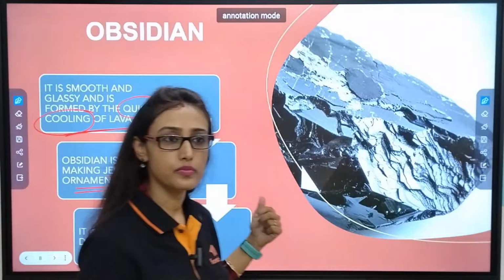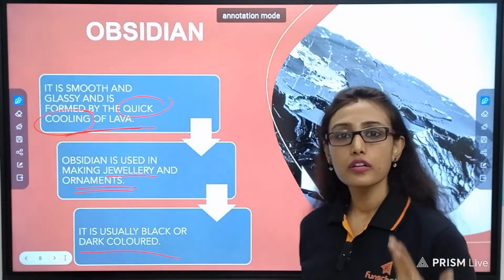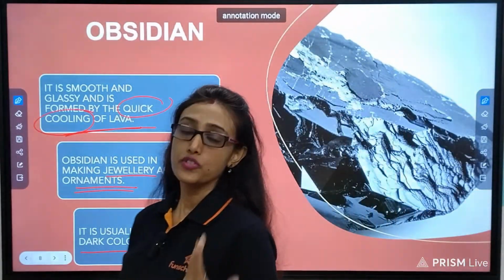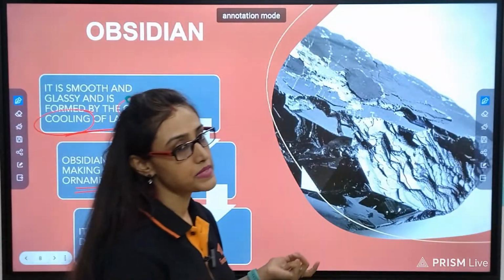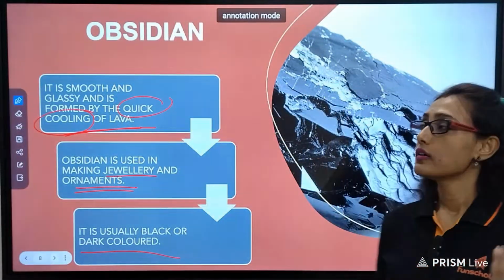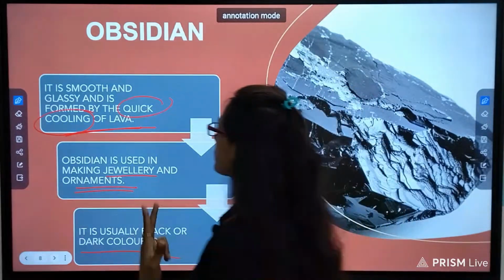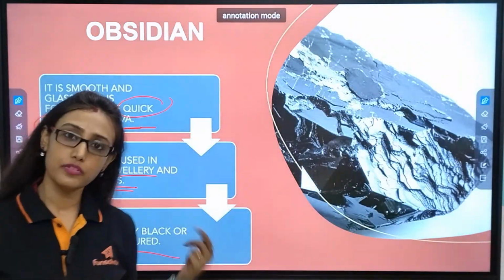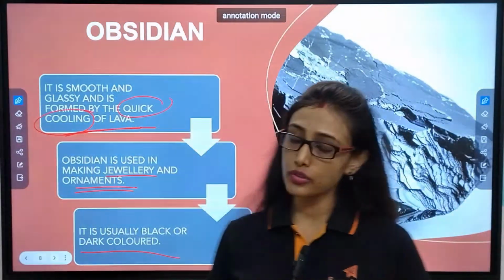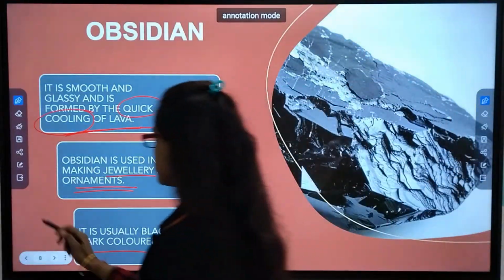From here two questions will come. Name a rock that is used for jewelry purposes. The answer will be obsidian. Which rock cools down very quickly? Then the answer will be obsidian. Understood? Okay. Now next.